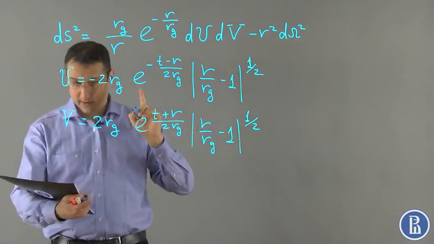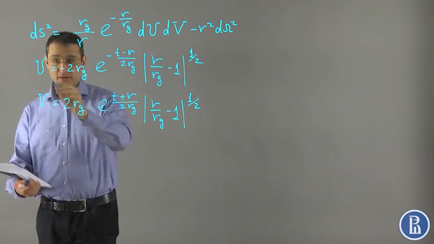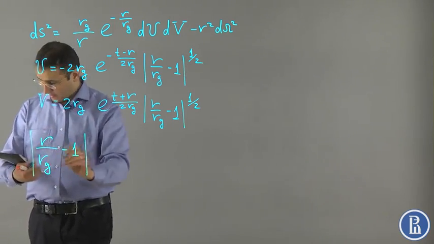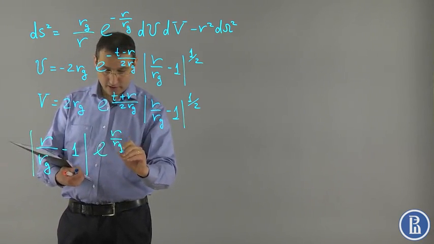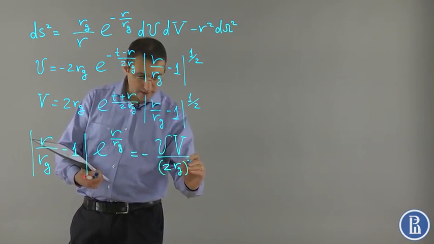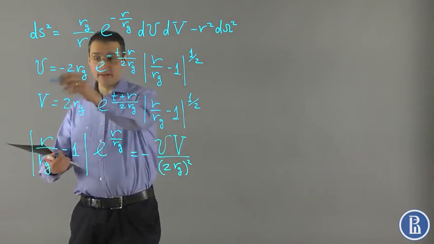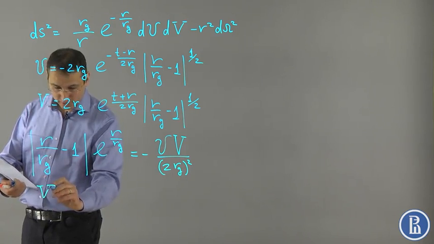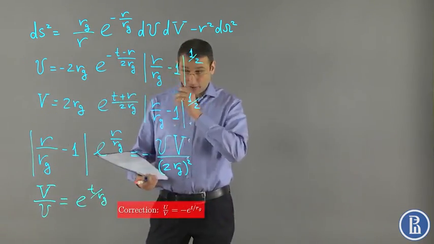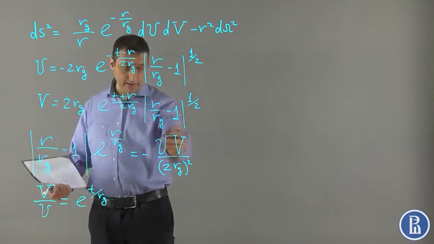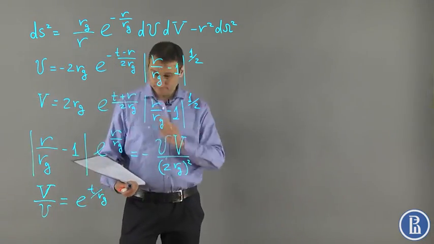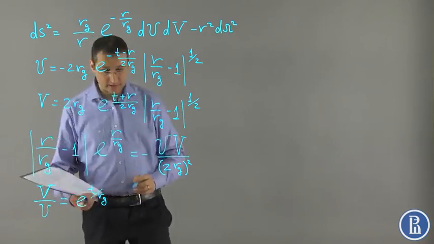Before doing that, let me remind that if we multiply u by v, we obtain that (r divided by rg minus 1) exponent of r divided by rg is minus uv divided by 2rg squared. And if we divide v by u, v divided by u is exponent of t divided by rg. So now one can see that for constant r, we have hyperbolas. For constant t, we have straight lines which are passing through the origin, because this is a constant.